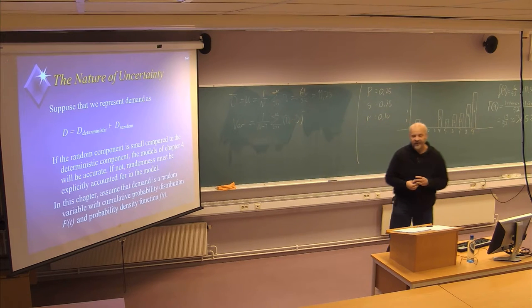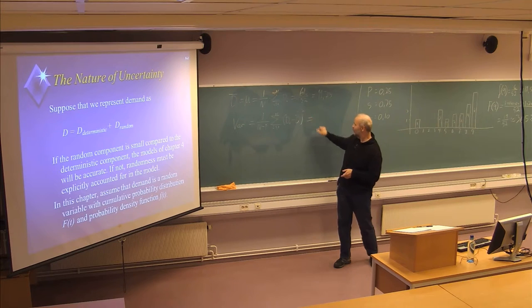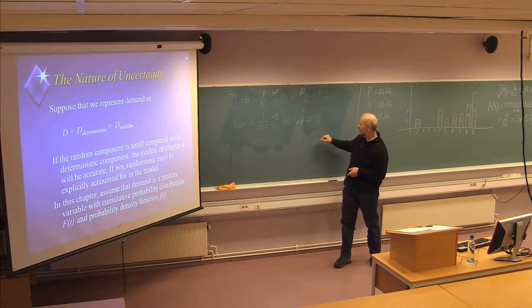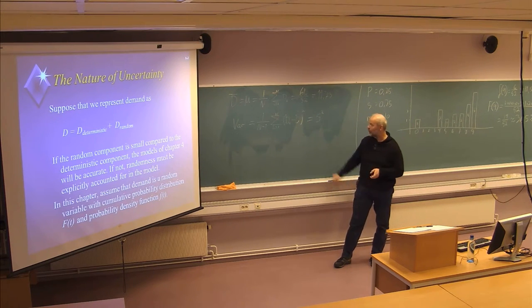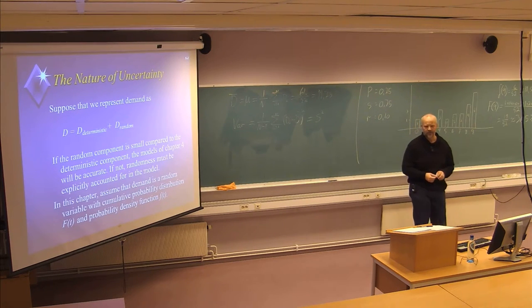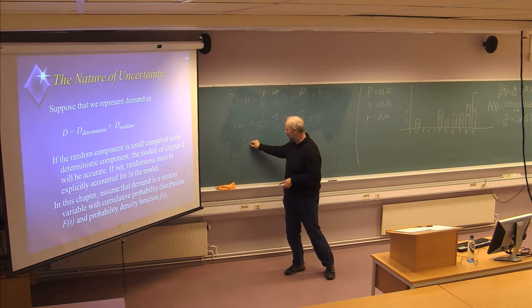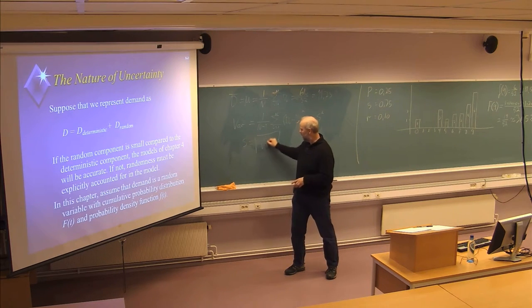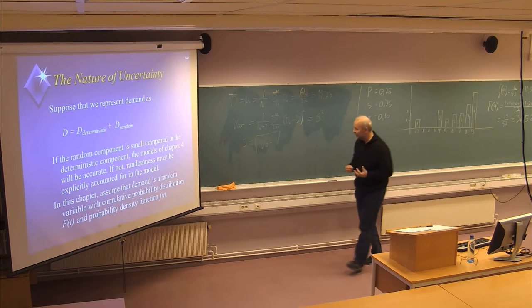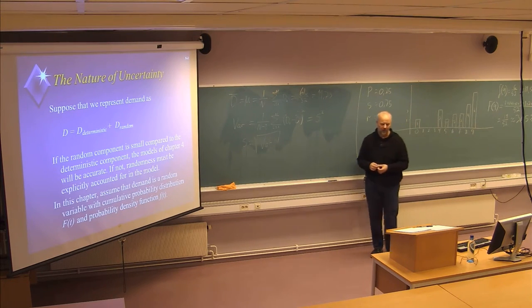This is called the variance, and the variance is also defined to be the standard deviation to the power of 2, or the standard deviation is the square root of the variance. So these are some typical statistical measures, and the standard deviation and the variance are used to measure the deviation from the expected demand.